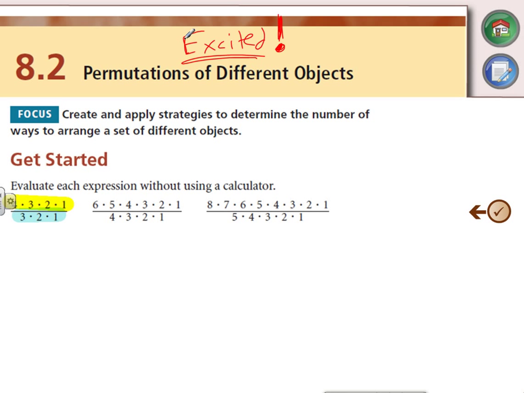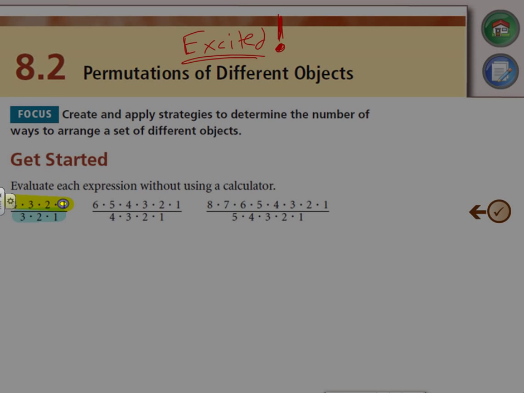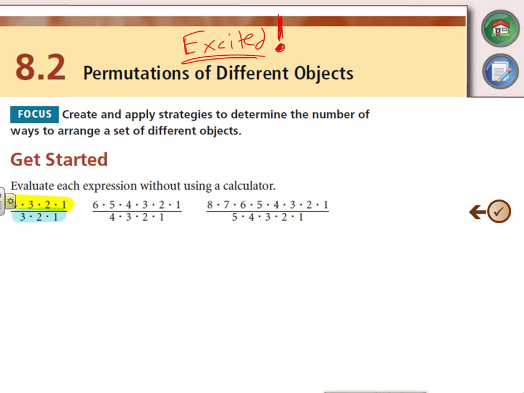So we've got 1 divided by 1. Haya. That goes to 1. 2 divided by 2. Haya. 1. 3 divided by 3. Haya. 1. Hey, that just equals 4. Let's look at the next one. Do the same thing. 1 divided by 1. Haya. Haya. Haya. Haya. Ooh. 6 times 5 now is all we got left. Hey, that's 30.